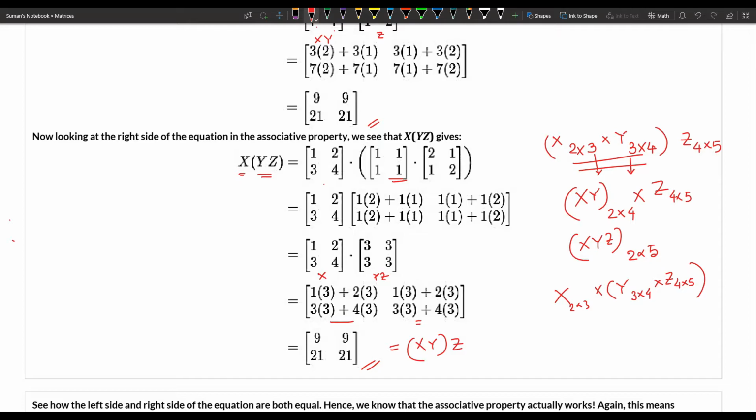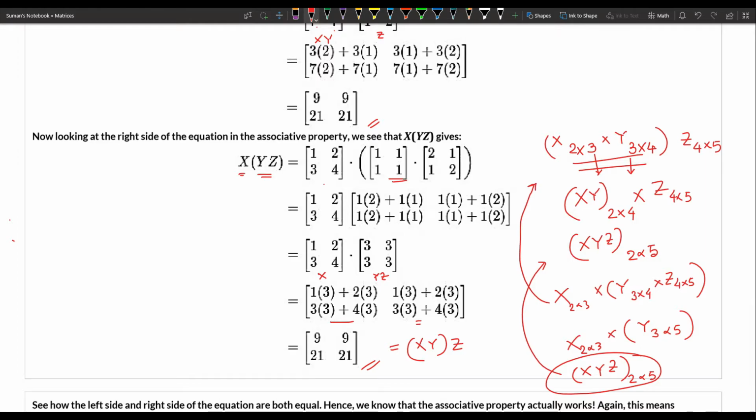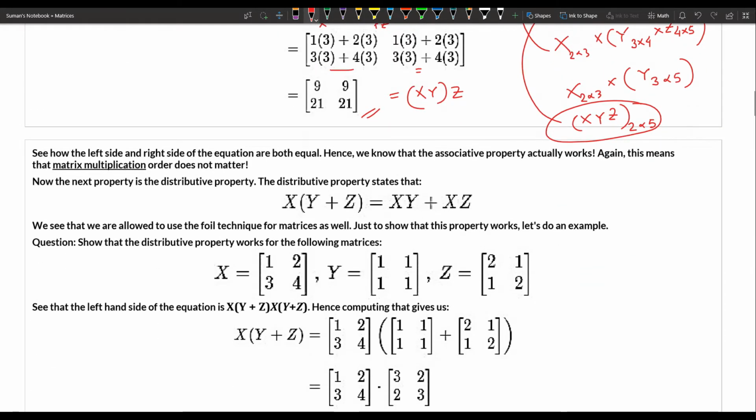So suppose after multiplication with the y and z we are getting a result that is 3 cross 5. Now multiplication with x, 2 cross 3, we are getting a resultant matrix that is also 2 cross 5, and that is the same as here. So we can say the associative property holds for the matrix multiplication. Next we are proceeding to the distributive property.